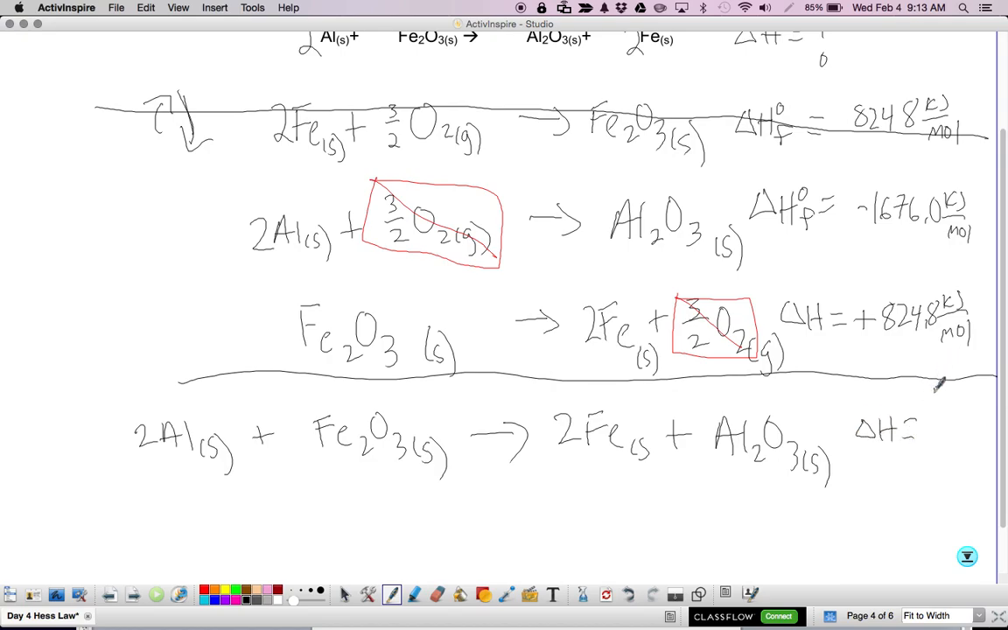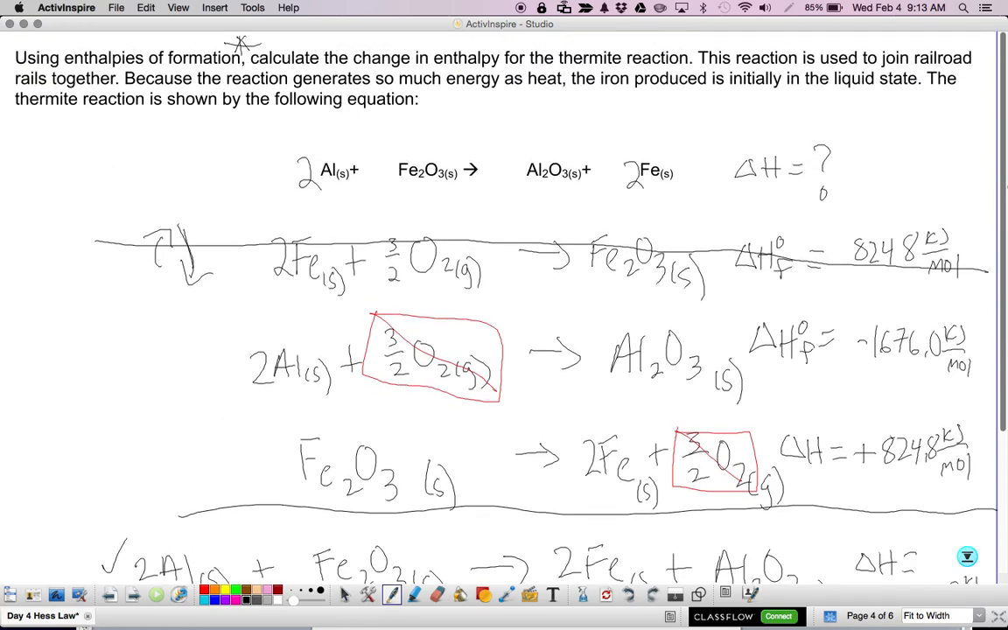is negative 851.2 kilojoules per mole. Okay, so this is exothermic, which it said in the reaction, this generates a lot of heat. So that at least gives us an idea that the sign and the magnitude should be large. This is the correct equation from above, so everything should be good.